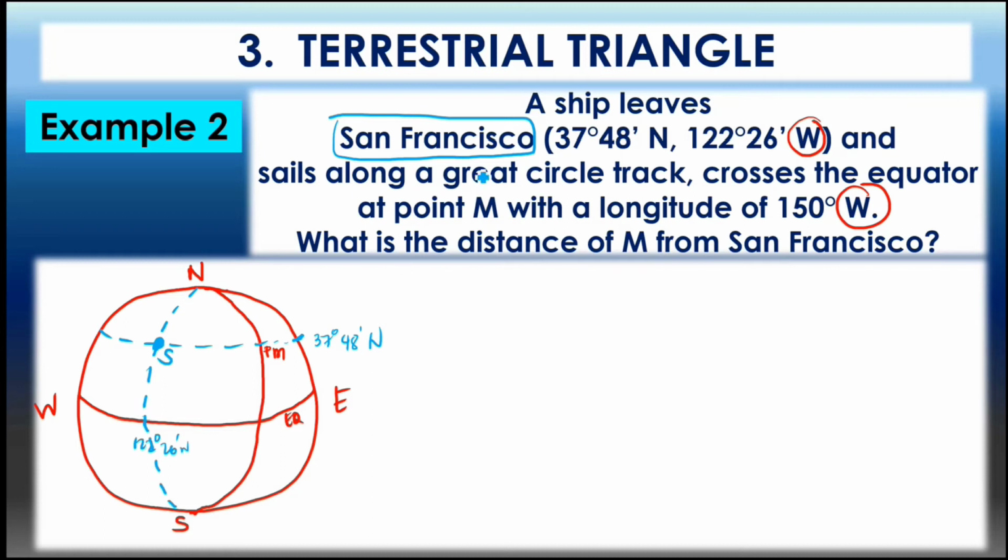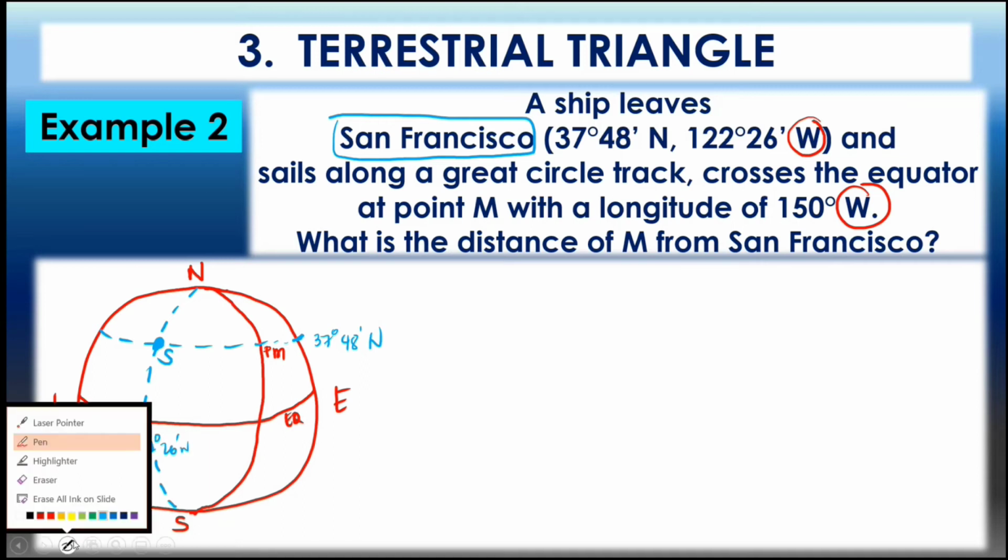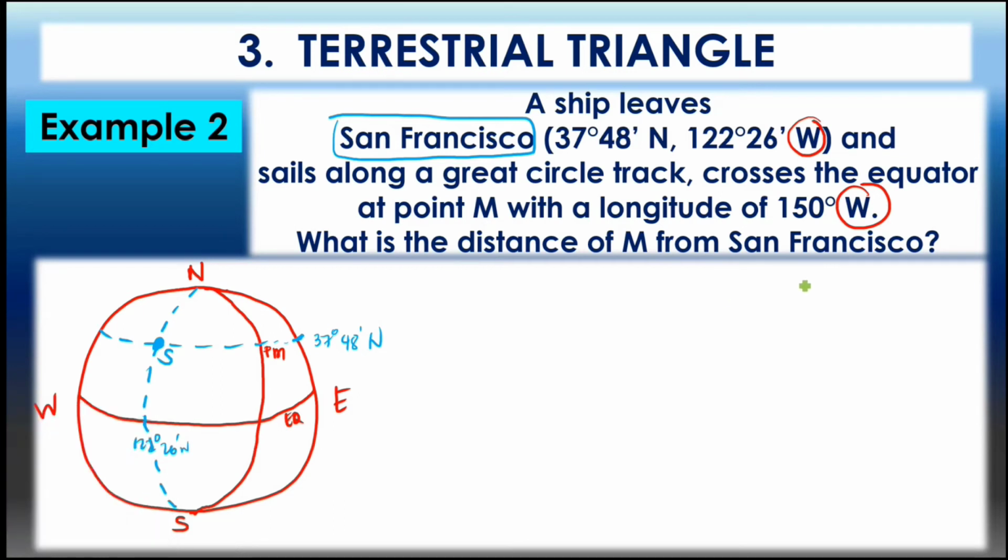Next. So the ship is in San Francisco, then it sails. It crosses the equator. If this is the equator, it is said that the ship crosses the portion of the equator at a longitude of 150 degrees west. So where is 150 degrees? It is actually here. Then just draw a meridian again from the north towards the south, passing through the said 150 degrees. And this is actually the point M.